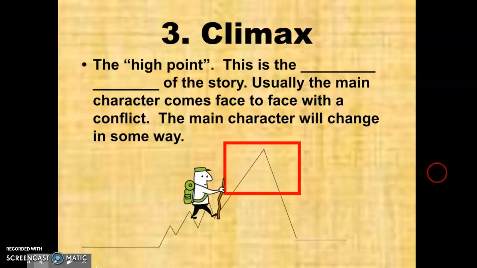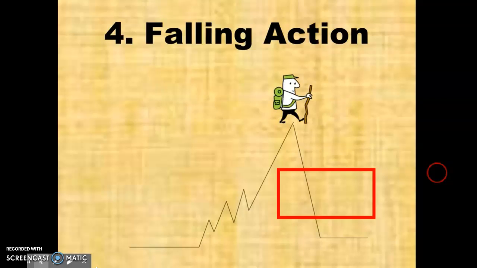This then leads up to our climax, which is the high point in the story. This is the turning point of a story, and usually the main character comes face to face with a conflict, and the character will change in some way. We then go into the falling action.